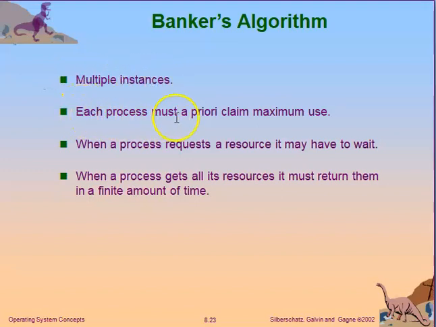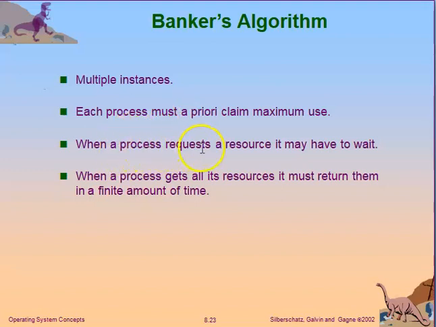Then each process is going to tell in advance the maximum resources it is going to ask for. They have to tell how many disks they require, how many printers they require, how much keyboard time, how much mouse time. So all the resources, files, etc., whatever the process is going to require, it has to declare in advance.